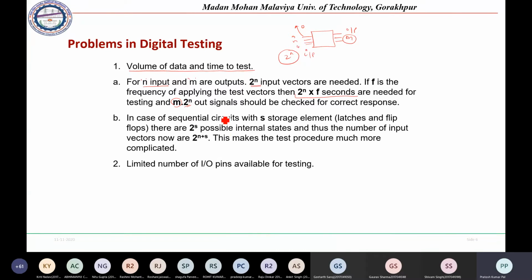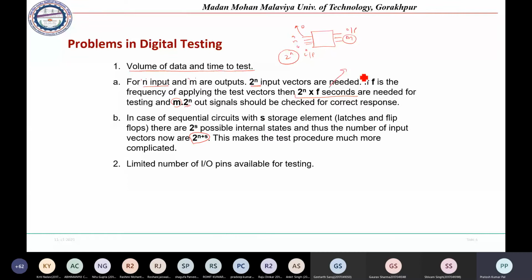Okay, so this is for combinational circuits. Similarly, we are going for sequential circuits. Here S is the storage elements, latch or flip flop. Then 2 to the power S will be the total number of states, and the total number of input vectors that we should be providing, because there are different states, and those states will also work as an input. So a total of 2 to the power n plus S will be the number of test vectors required. So in case of combinational and in case of sequential, that much time we should be requiring.